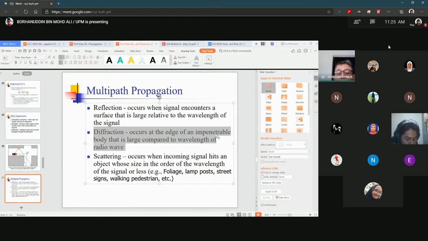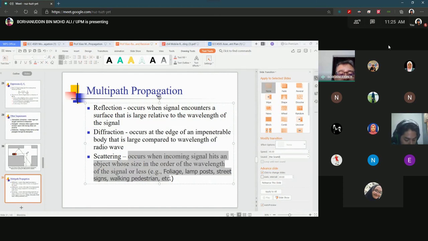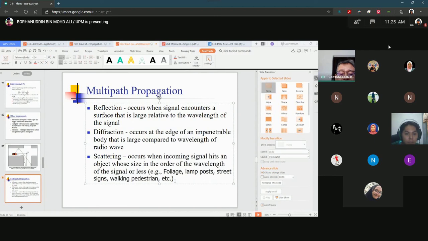At the edge of an impenetrable object, meaning it cannot penetrate, they go around it. And then scattering, when the incoming signal hits an object whose size is of the order of the wavelength of the signal or less. It means if it comes across something around 10 cm in size, it will reflect in all directions. You cannot predict where it could go, depending on the surface of that object. So examples are foliage, lampposts, street signs, pedestrians walking, even other people who are walking can affect the signal.